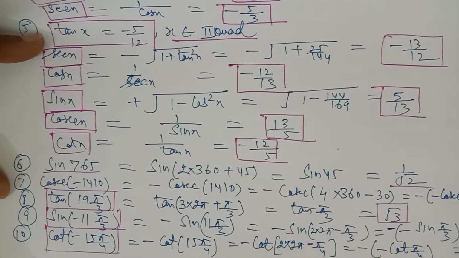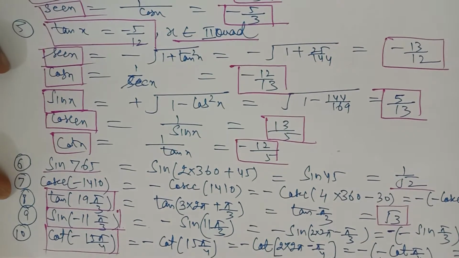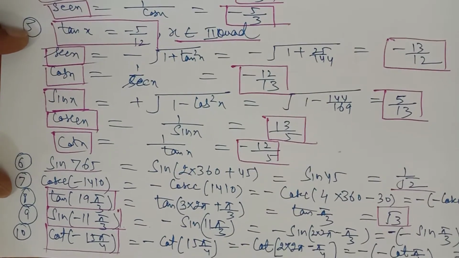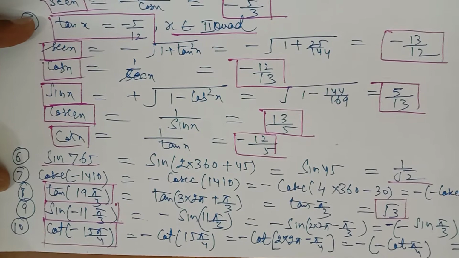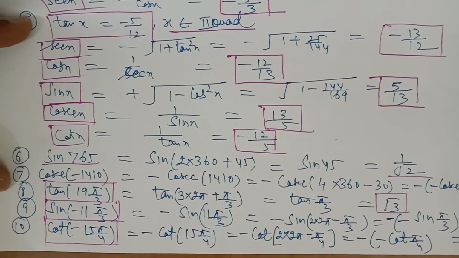Hello, this is lecture number 5 for the chapter Trigonometry, class 11. In the last lecture we were discussing exercise 3.2, and I think we have discussed up to question number 5. Now from question number 6 onwards, you have to find the trigonometric value for some large angles.